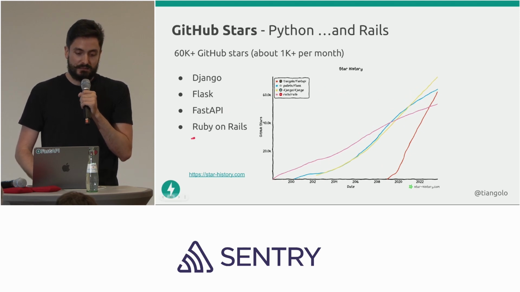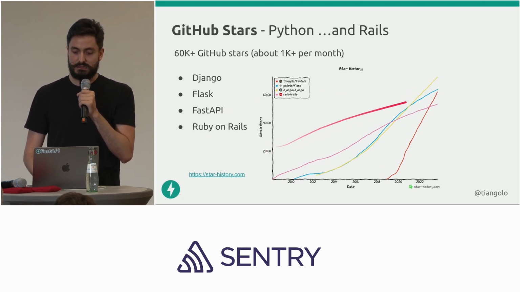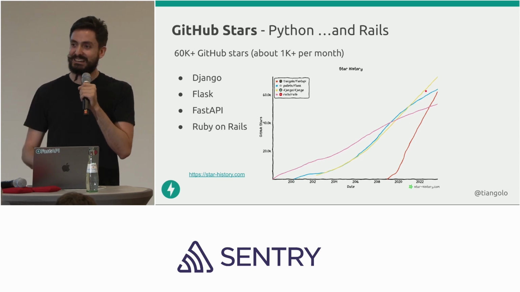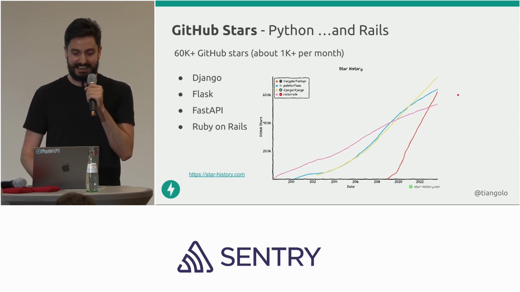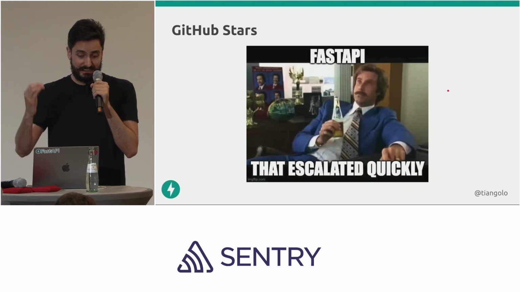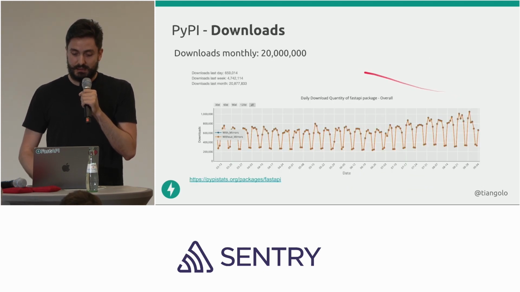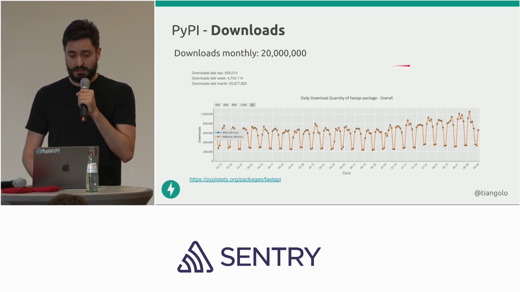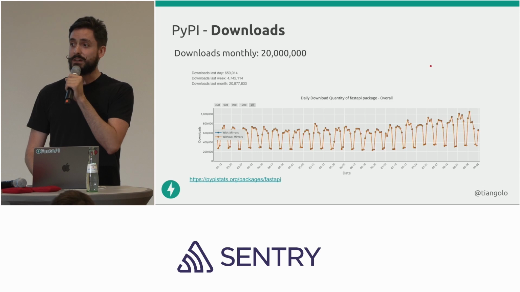And if you add Ruby on Rails, for example, to this graph, you can see that in general, it's just cool to be in Python because it's growing and working quite nicely. And yeah, I never expected that. It has a bunch of downloads. Now it has like 20 million downloads per month, which is very cool and very scary at the same time.